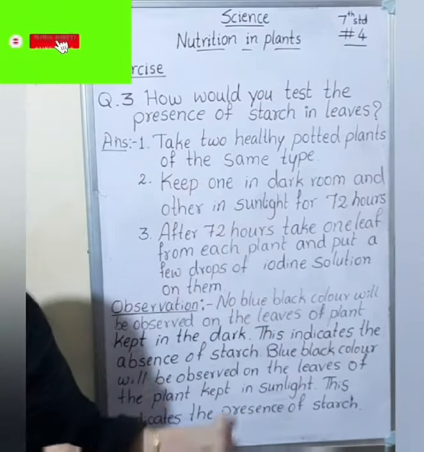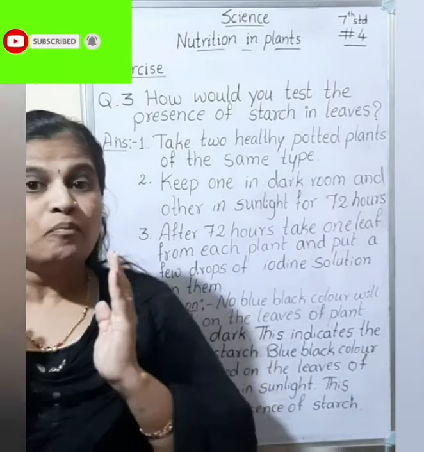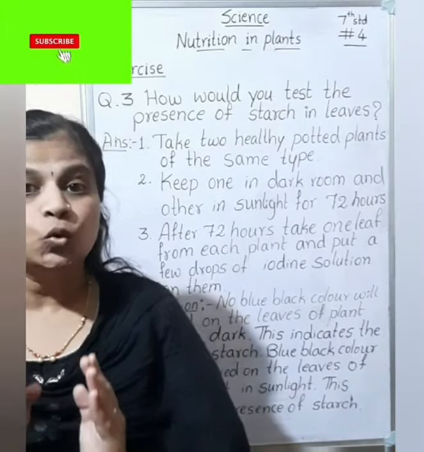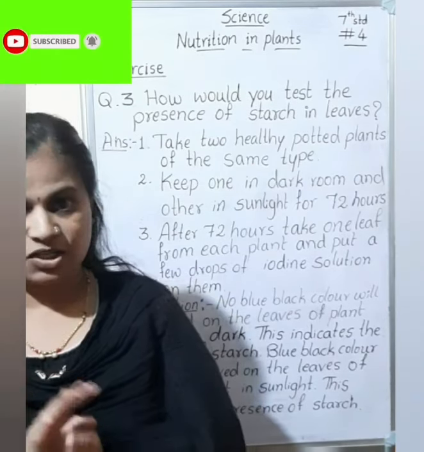Fine. So overall what we can say is, during the photosynthesis process, plants prepare glucose which is stored in the form of starch.